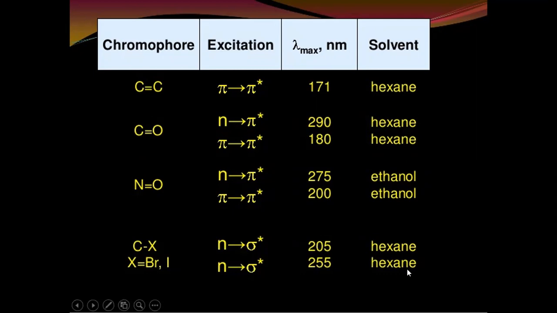Still, for amines, you can take n to sigma star. For sulfur groups, n to pi star. And for oxygen, n to sigma star. The non-bonding electrons are there and single bonds are there, so n to sigma star for these chromophore groups. And for the methyl group and ethyl group, you have sigma to sigma star excitation, at 150 nanometers, 185 and 195 nanometers.